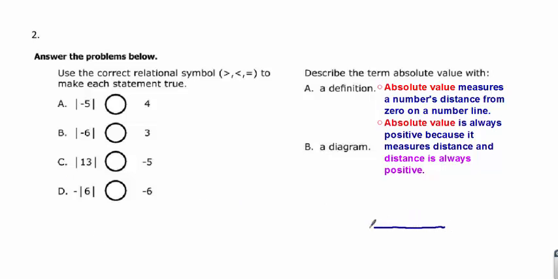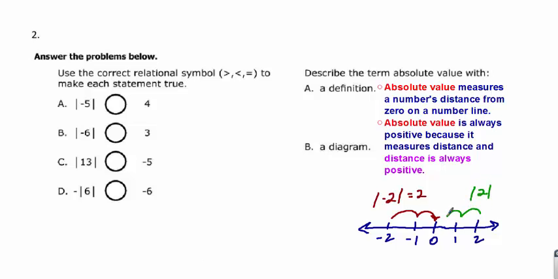So our diagram for this one, I'm going to make a shorter number line this time. And my diagram is going to show how negative 2 and positive 2 both have the same absolute value. My diagram is going to show that negative 2 is 2 spaces from 0, so it has a value of 2. Positive 2 is also 2 spaces from 0, so it also has a value of positive 2. So absolute value of negative 2, absolute value of positive 2, both equal 2.